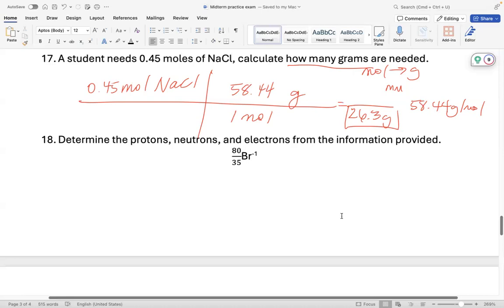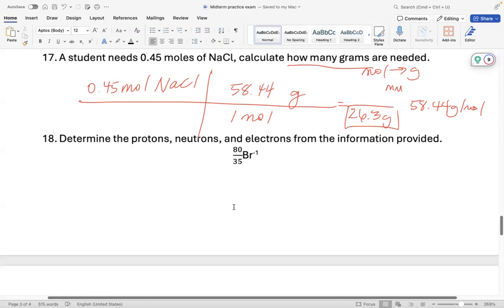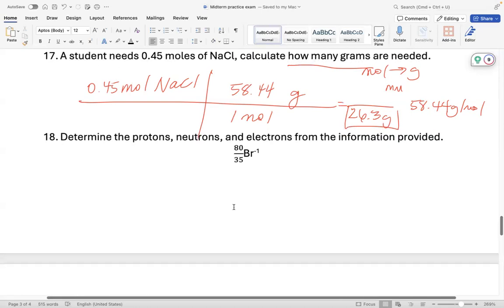All right, number 18 comes to us from lecture 1 when we talked about protons, neutrons, and electrons. This little thing doesn't look perfect like it does on the exam. I had trouble trying to format it on a Word doc, so I apologize. But what this is really trying to look like is this. I couldn't get this fraction bar to disappear. Anyway, so given this information, we need to determine the number of protons, neutrons, and electrons.